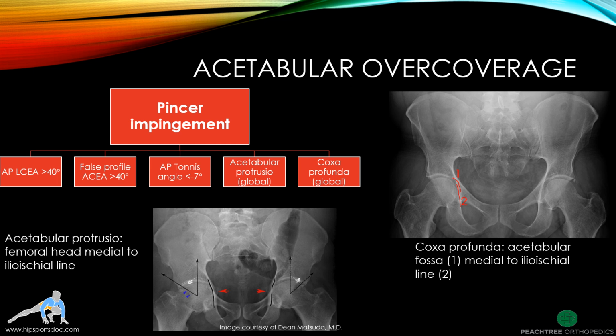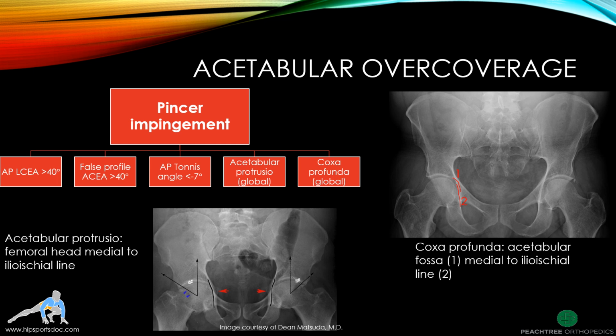Here we demonstrate the indicators of pincer impingement. Focal pincer impingement is identified through a lateral center edge angle greater than 40 degrees, anterior center edge angle greater than 40 degrees, or a tonnis angle less than -7 degrees. The LCEA is the most commonly used parameter in the literature.